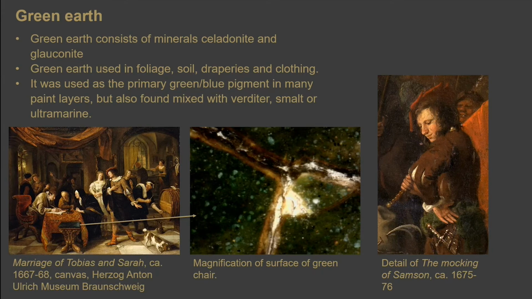Steen used the green earth as a primary green pigment in foliage, but also for draperies and clothing. Green earth is also found in paintings by, for instance, Vermeer and Pieter de Hoog, but they seem to have used it for specific purposes, whereas Steen really uses it to paint anything that's green, it seems.